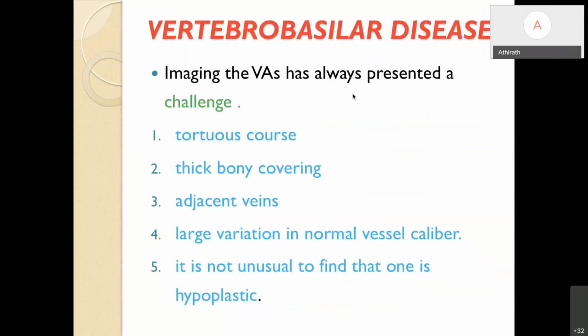The next indication is vertebrobasilar disease. CT presents a challenge in diagnosing vertebrobasilar disease because of the tortuous course of the vertebral artery. The vertebral arteries are generally enclosed in thick bony coverings, with adjacent veins, large variation in normal vessel caliber, and it is not unusual to find a vertebral artery which is hypoplastic.